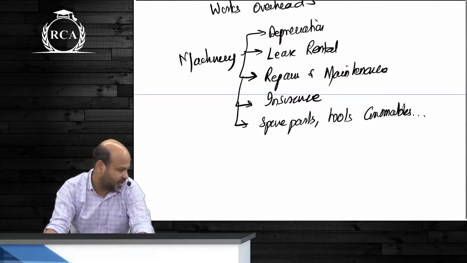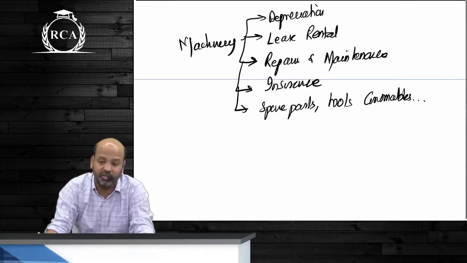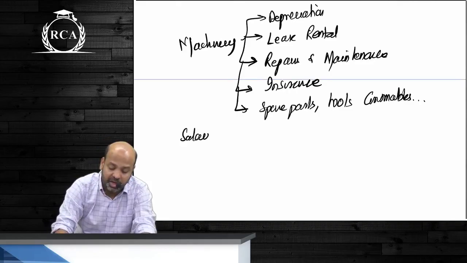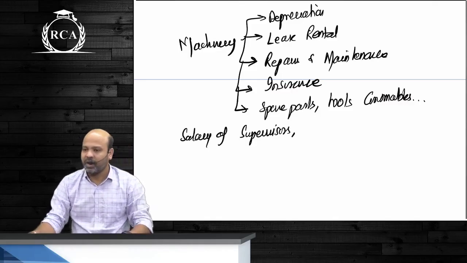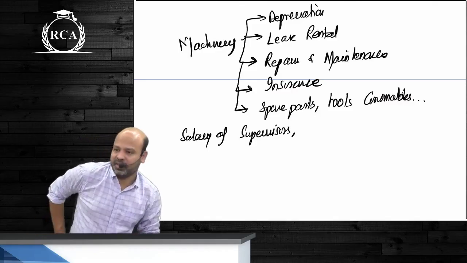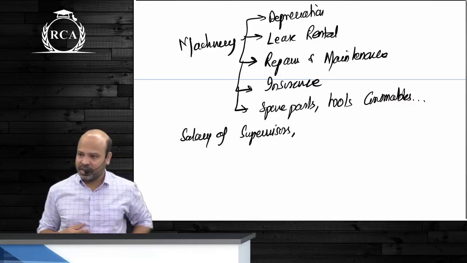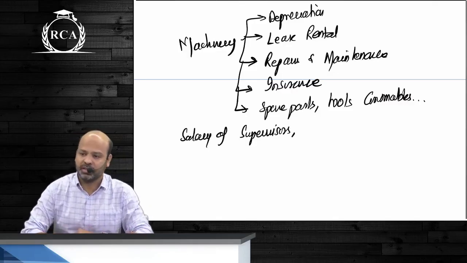Besides this, can you name a few other examples of production overheads? Salary of all indirect workers. The most common example that they give would be salary of supervisors. Why is the salary of a supervisor considered an indirect manufacturing expenditure and not a direct manufacturing expenditure?